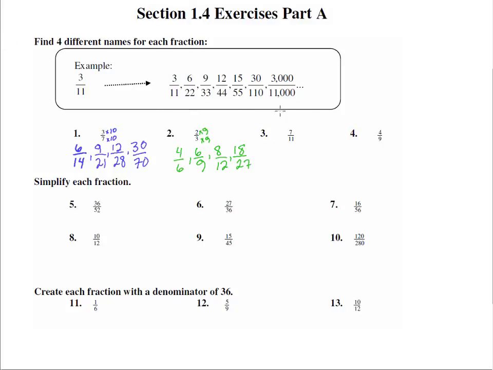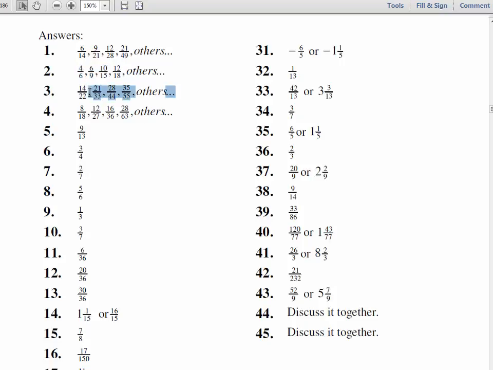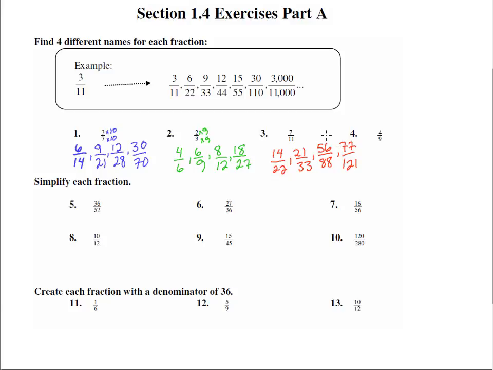Number 3, 7 over 11. Multiply by 2 over 2, it's 14 over 22. Multiply by 3 over 3, that's 21 over 33. Multiply by 8 over 8, we get 56 over 88. That's correct. And let's do 11 over 11. We get 77 over 121. See how many of ours matched up with the back of the book. Yep, that one and that one. Oh, then they did 4 and 5. They did kind of boring ones. It's perfectly fine if you didn't match up exactly with their answers.